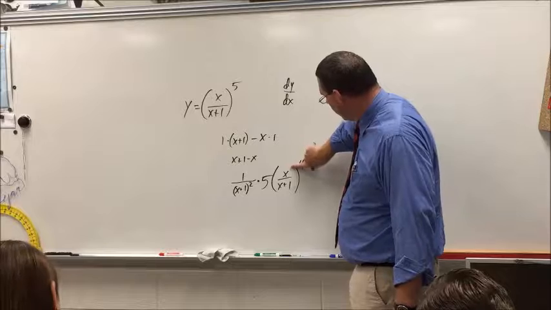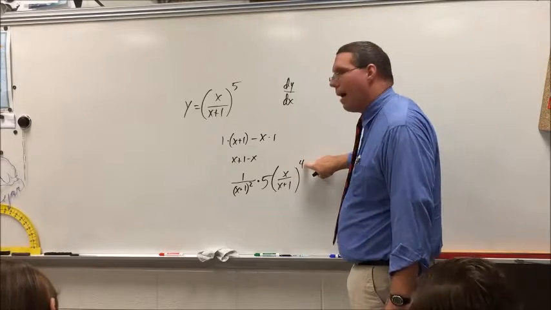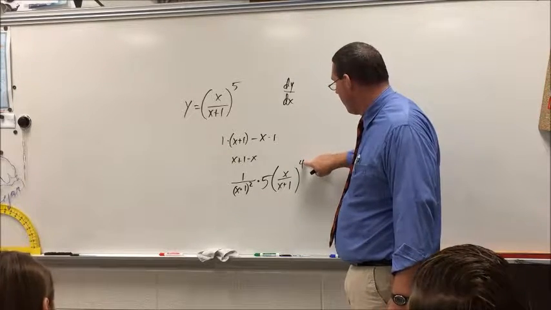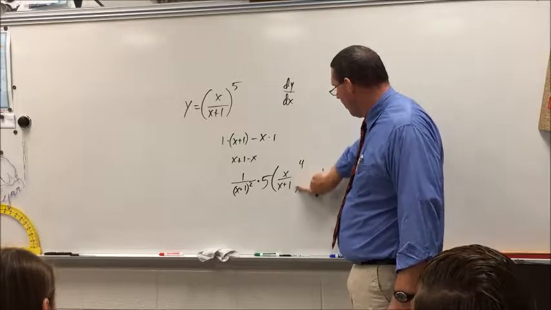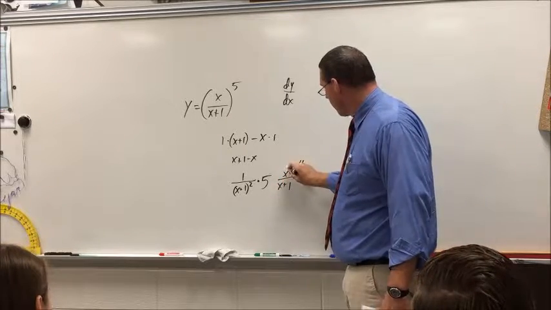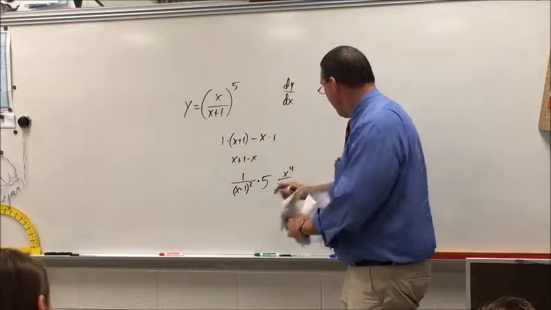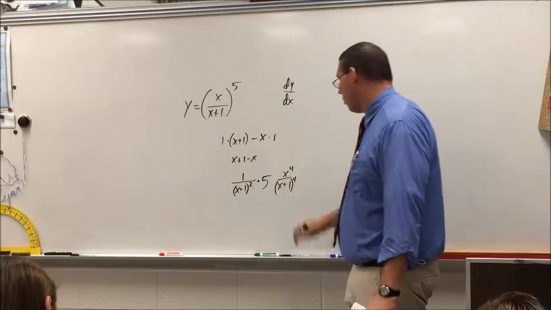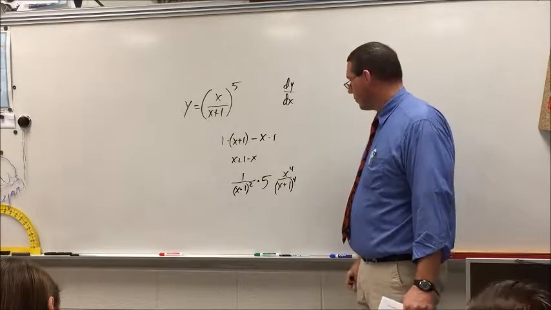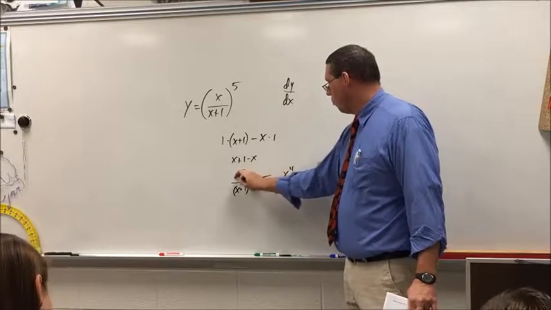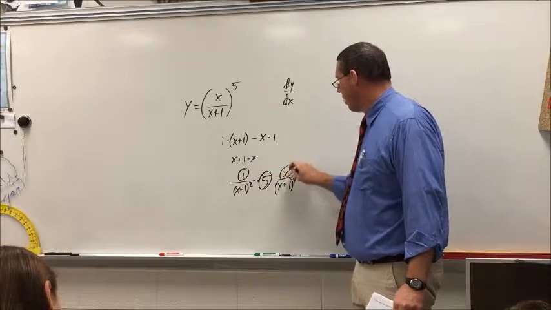And let me show you something. Did you know that a fraction to a power on the outside, you can distribute that power to the numerator and the denominator? So this becomes x to the 4th now, and this becomes x plus 1 to the 4th. And now we have 1 times 5 times x to the 4th.